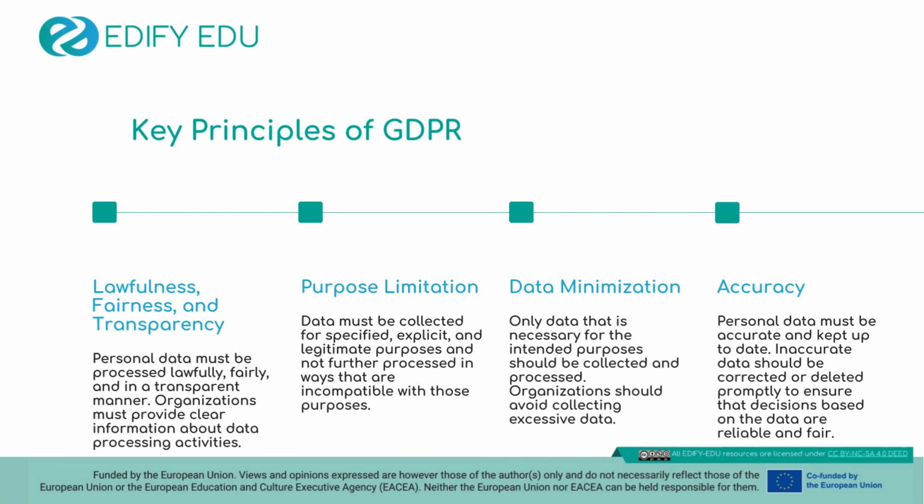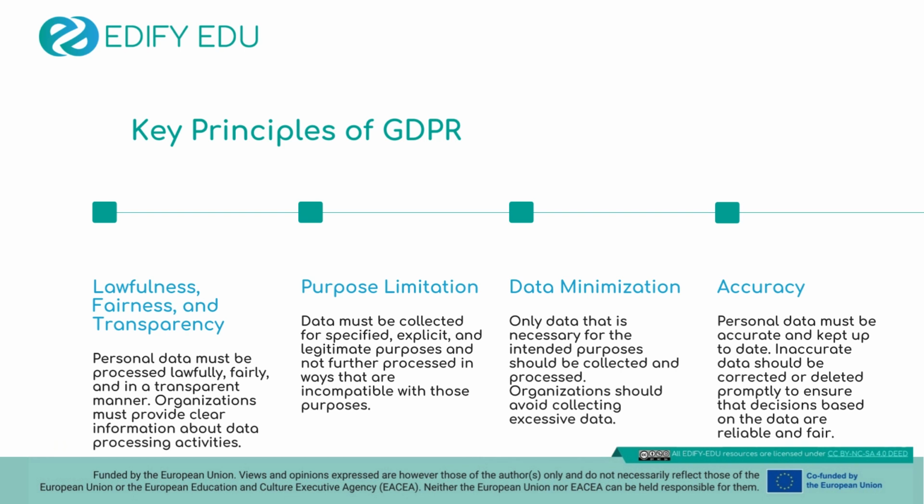Second, the principle of purpose limitation specifies that data must be collected for explicit, legitimate purposes and not further processed in ways that are incompatible with those purposes. This ensures that personal data is used appropriately and only for its intended reason. Third, data minimization requires that only the data necessary for the specified purposes should be collected and processed. Organizations must avoid the collection of excessive data, focusing only on what is essential for their needs.